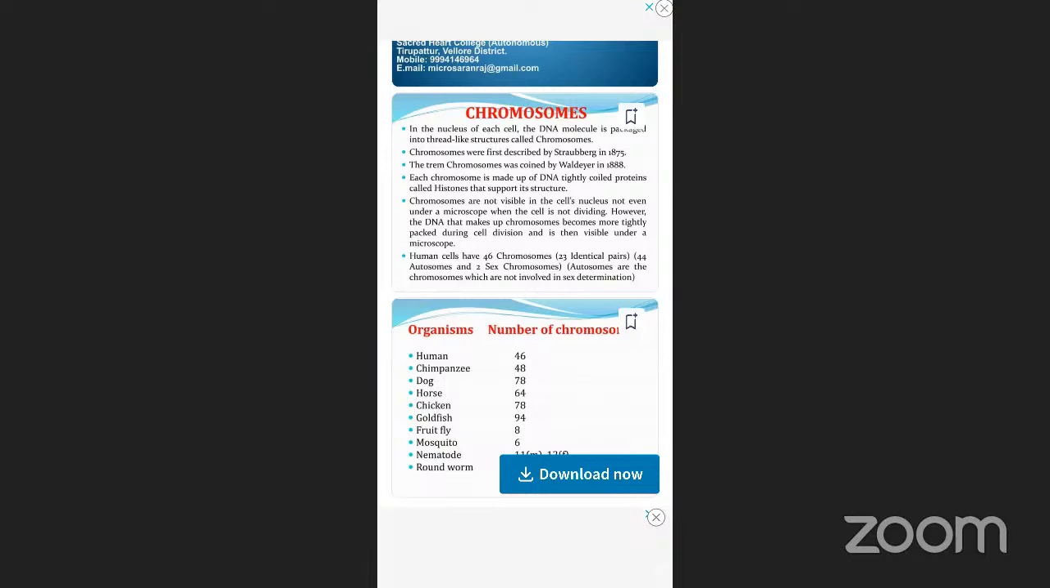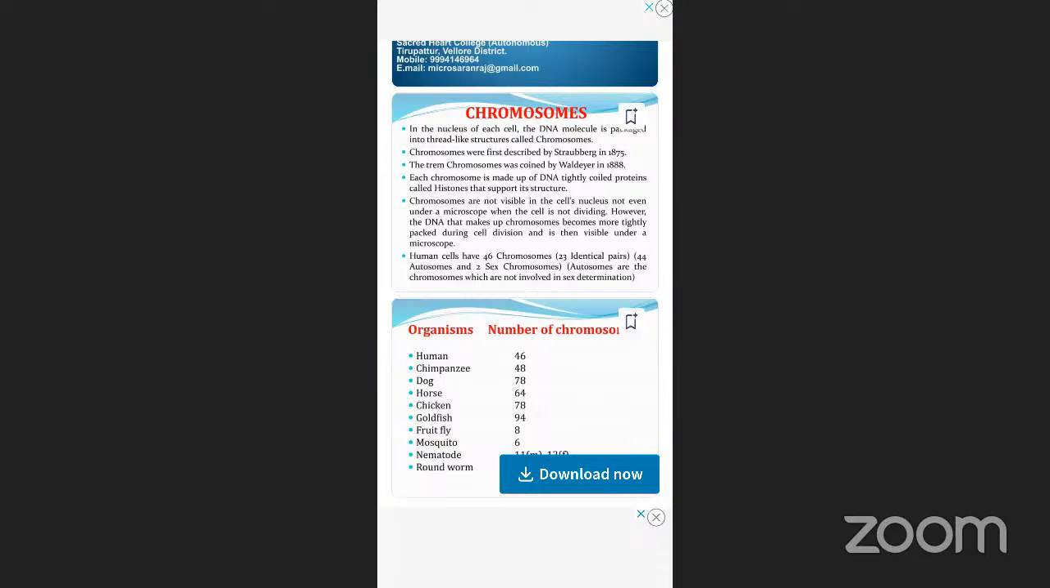What is the importance of histones? These are supports for the structure. Histone proteins support the structure. Chromosomes are not visible in the cell nucleus, not even under the microscope, when the cell is not dividing.